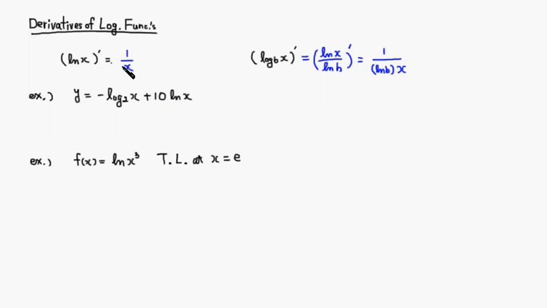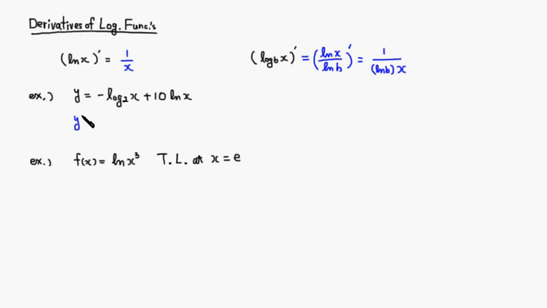This example contains both, all right? So we want to find the derivative of y equals negative log to the base 2 of x, sorry, I said natural log, log to the base 2 of x plus 10 times natural log of x. All right, let's find the derivative.